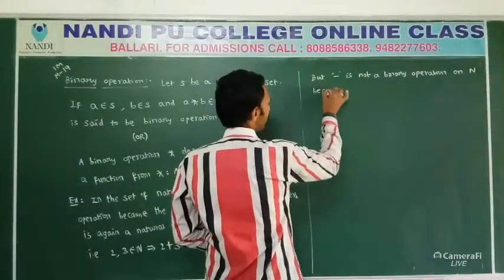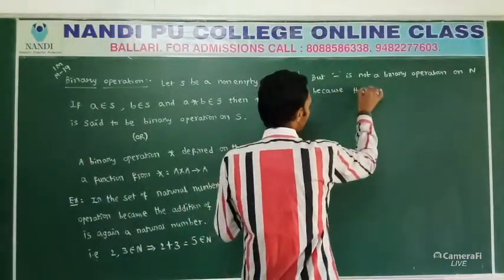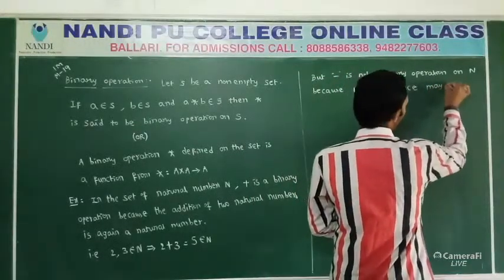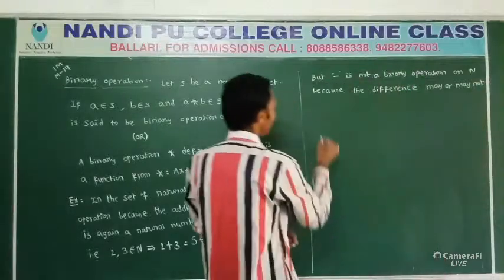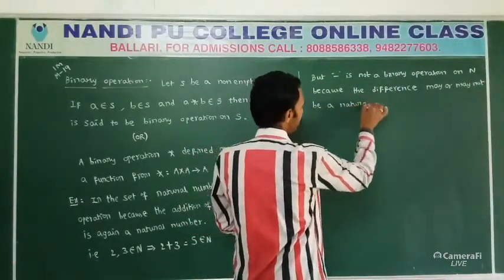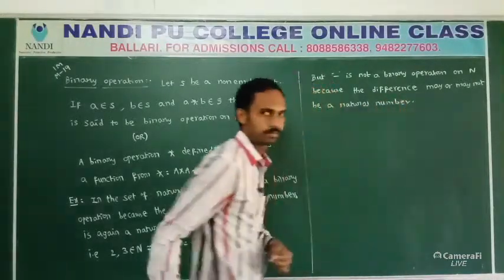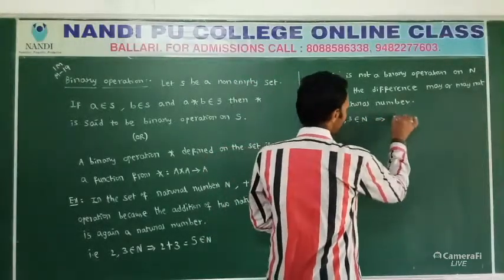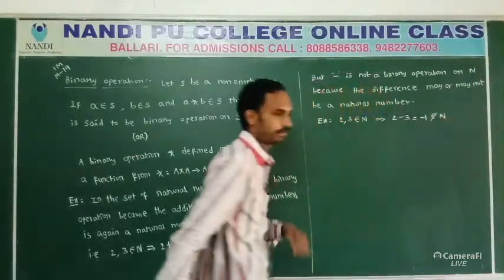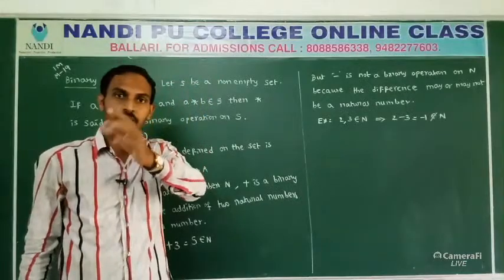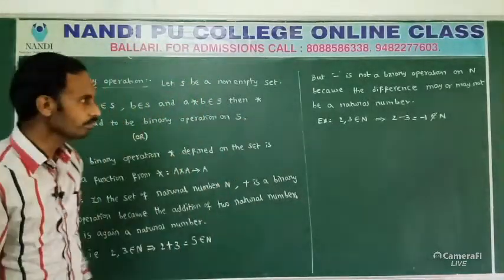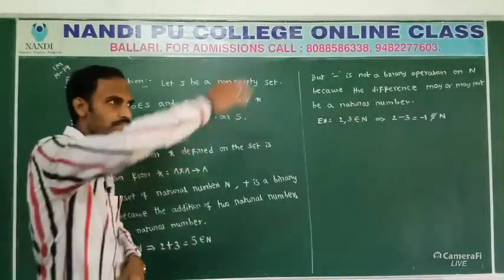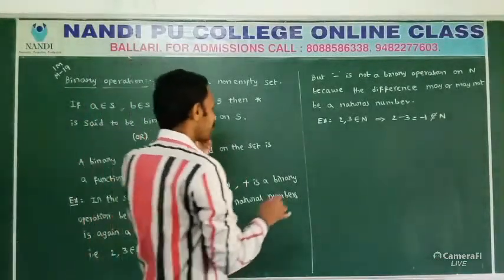on N, because the difference may or may not be a natural number. For example, 2, 3 belongs to N, but 2 minus 3 is equal to minus 1, which does not belong to N. Suppose you take 3 minus 2, that is 1, but if any one subject fails, the result is fail only. So many passing subjects are there, but overall the result is fail.